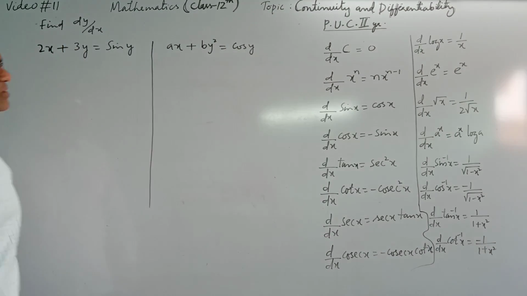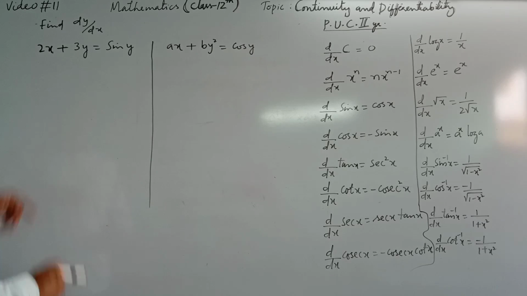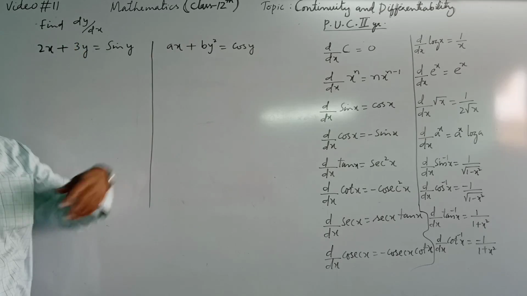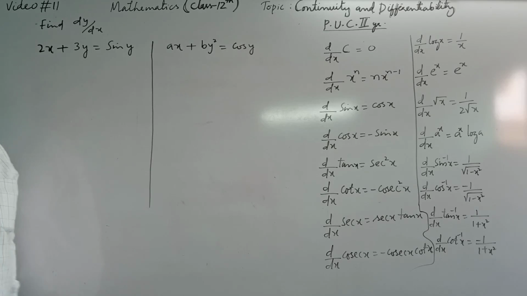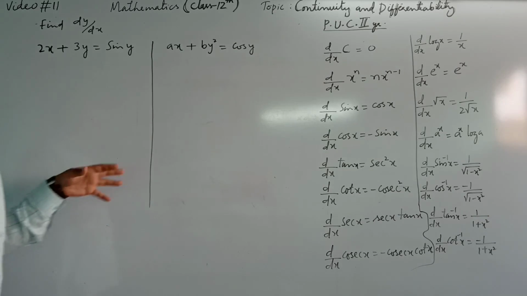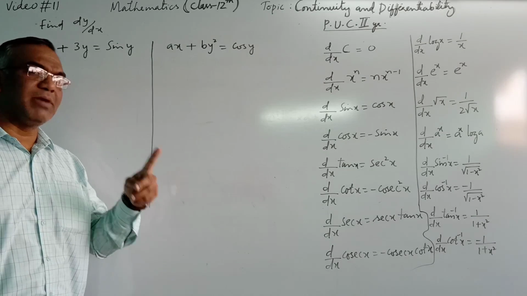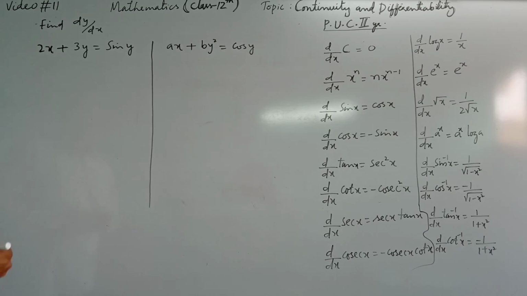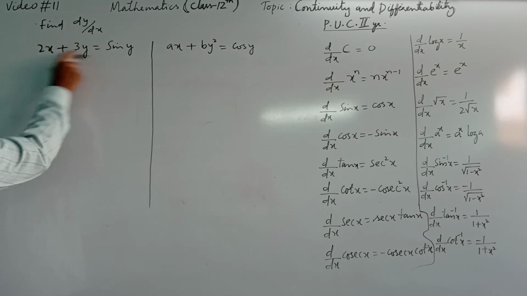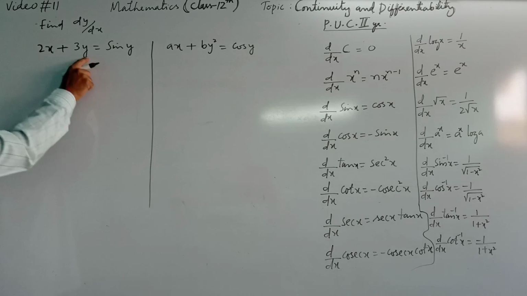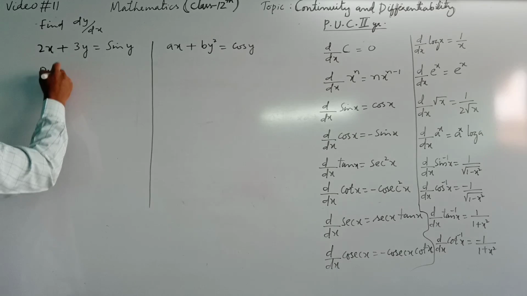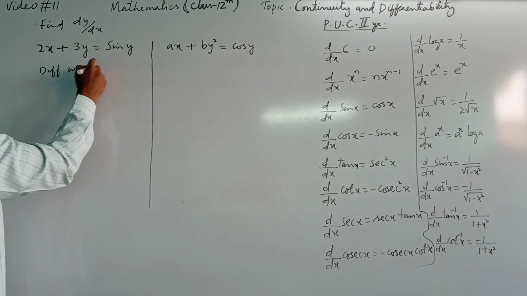We have another question here. This time the main question is find dy by dx. This type of question will come for 2 marks. Previously solved questions may come for 1 mark, but these questions you can expect for 2 marks. Right? Here we have to differentiate. We have to find dy by dx here. y is there. We have to find the derivative of y, dy by dx, with respect to x. So right here, differentiate, same thing, with respect to x.